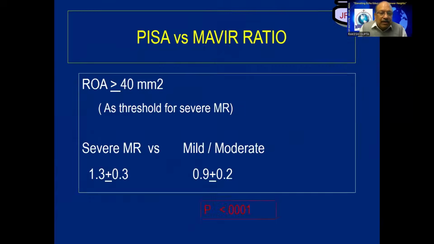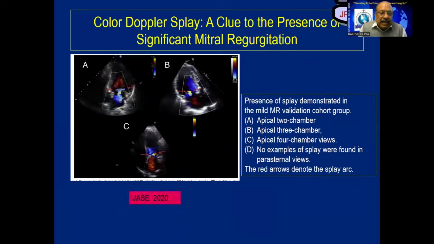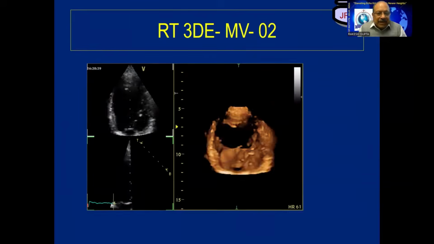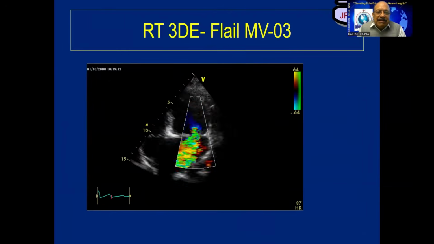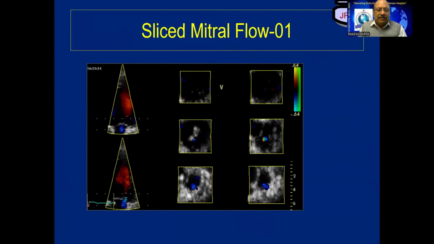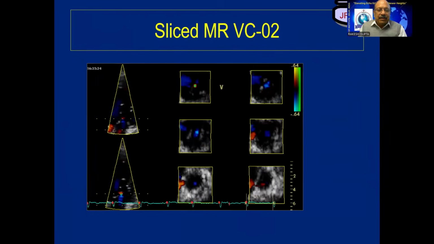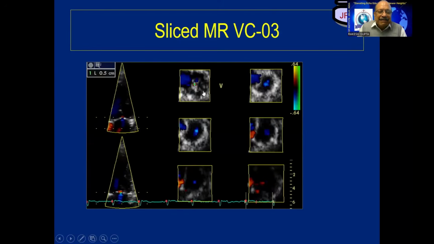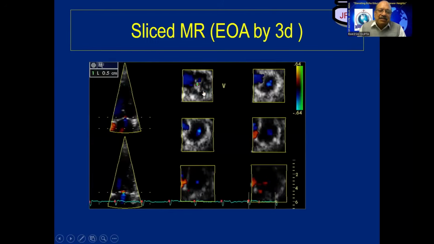So what we do normally is, if I have to look at the severity of mitral regurgitation, I'll just look at 3D vena contracta. What I'm going to do is put a cursor at the tip of the leaflet of the mitral valve and calculate the area. If this area is more than 0.4 centimeter square, it gives me severe mitral regurgitation.